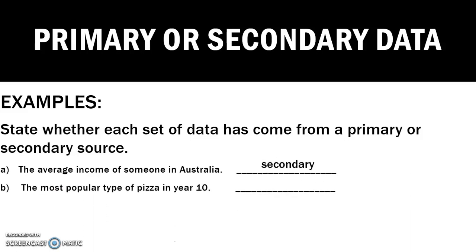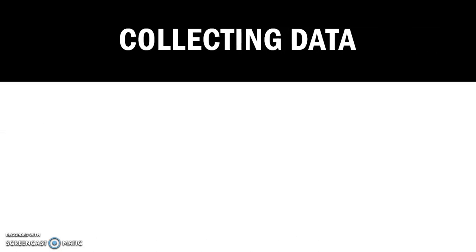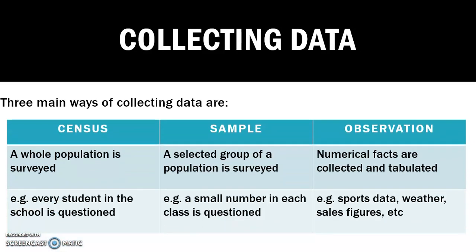Now, B, the most popular type of pizza in year 10. Now there's no way to look this up, so it's a primary source because you are going to go around and ask everyone what their favorite type of pizza is. So also with collecting data, there are three main ways, and they are a census, a sample, or an observation. So a census means a whole population is surveyed. For example, every student in the school is questioned.